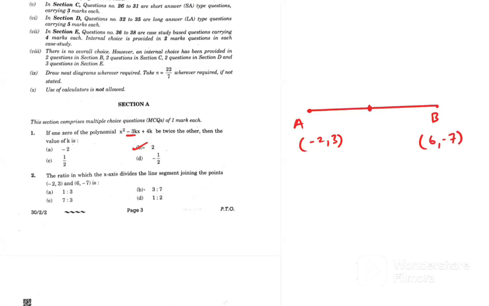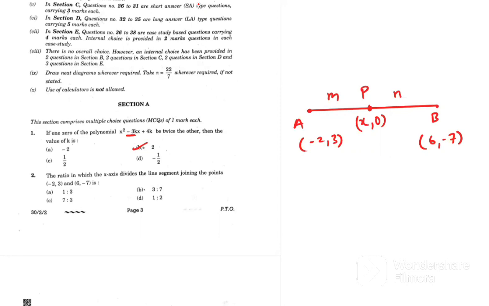X-axis means what? Let's say this is a random point P. On the x-axis the x values are there and y values are 0. So in general, I can write the coordinates of this point as x, 0. Now since this point P divides the line segment AB internally, it divides in the ratio m is to n. Let the ratio be m is to n. So now we know the section formula.